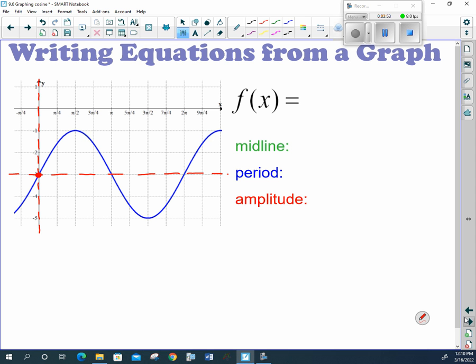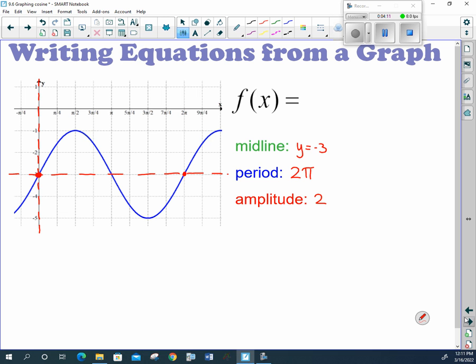So we're going to say y equals, and my midline was at y equals -3. And the period here, we can see, goes to 2 pi. It ends right here. So there's no period change. And the amplitude is 2. We're going 2 up from our midline, 2 down from our midline.